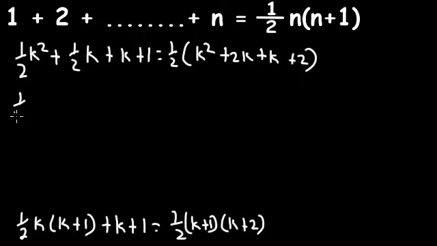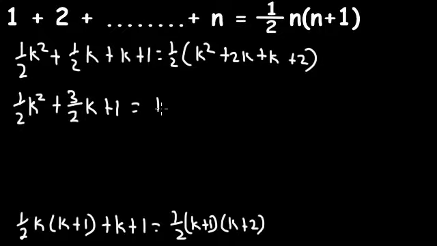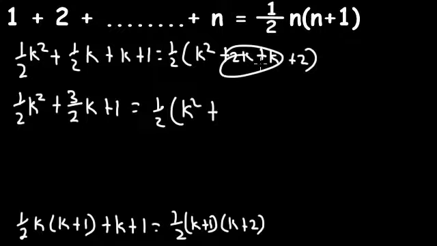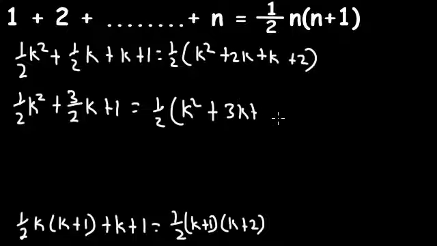So right now, we have 1 over 2 k squared plus 1 over 2k plus k gives us 3 over 2k. Then plus 1 to be equal to 1 over 2 times k squared plus 2k plus k, that's 3k, plus 2. Perfect. And right now, for the left hand side, I think we have simplified enough.